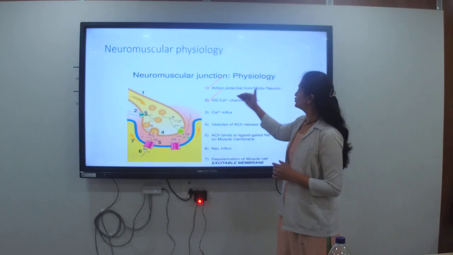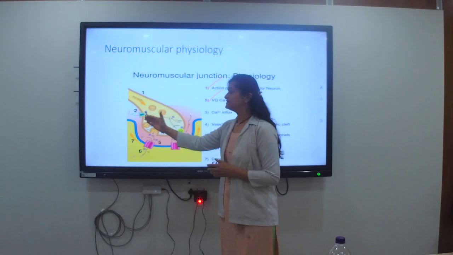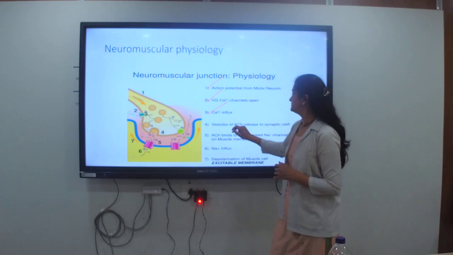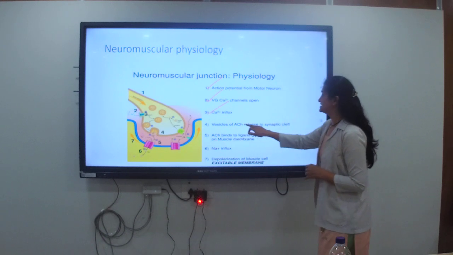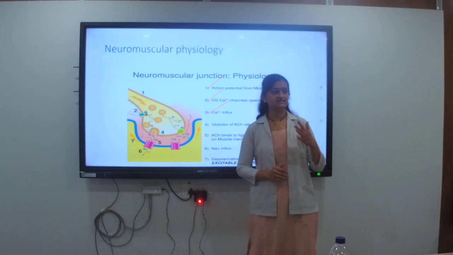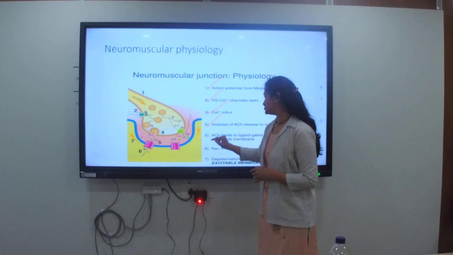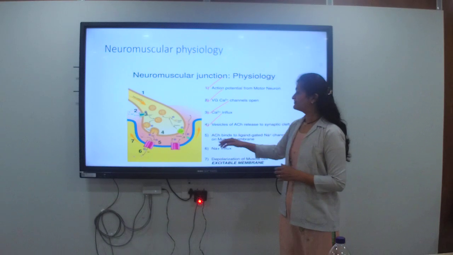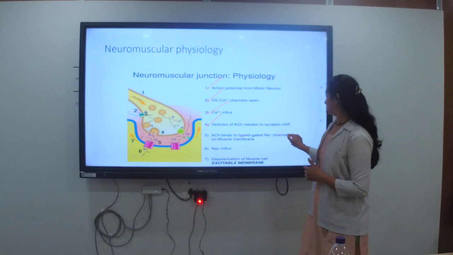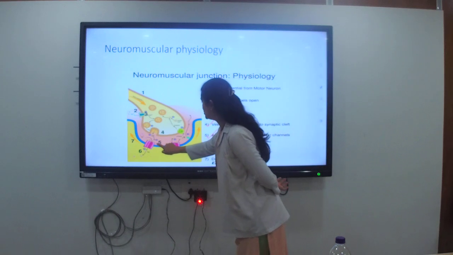So what happens after opening of these channels? Calcium ions influx, that is, calcium ions go inside. That is your third point. Fourth, vesicles of acetylcholine release into the synaptic cleft. In this process acetylcholine is released, and this is the fourth step. Fifth, after the release of acetylcholine, it binds to the sodium channels on the muscle membrane. Here is your fifth point you can see.